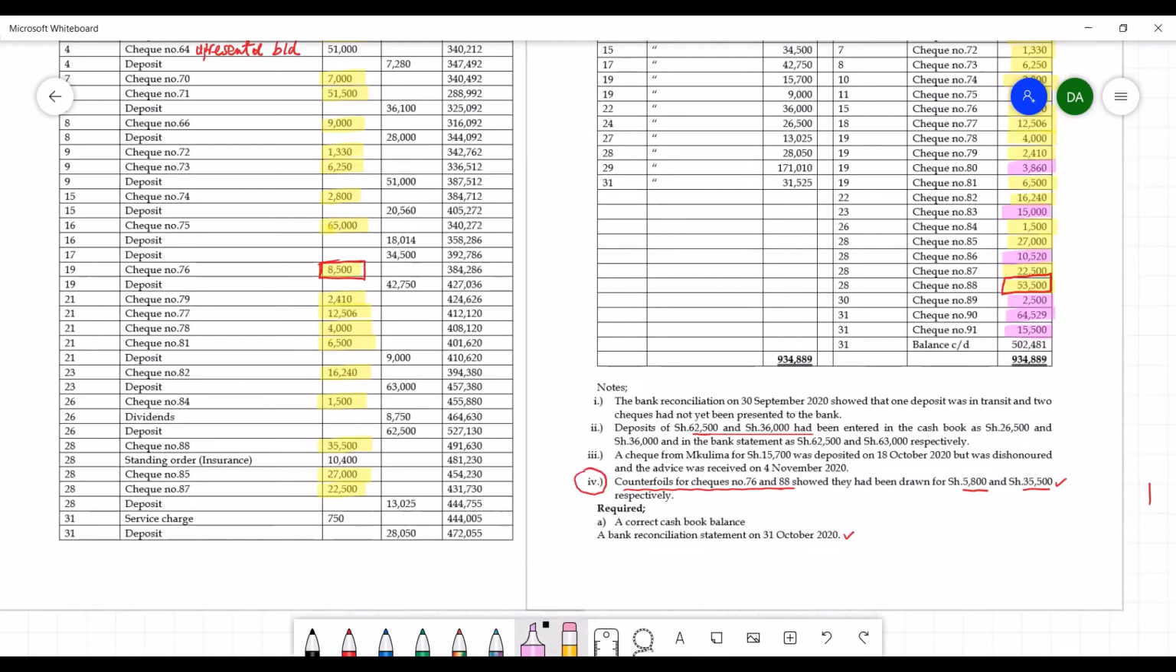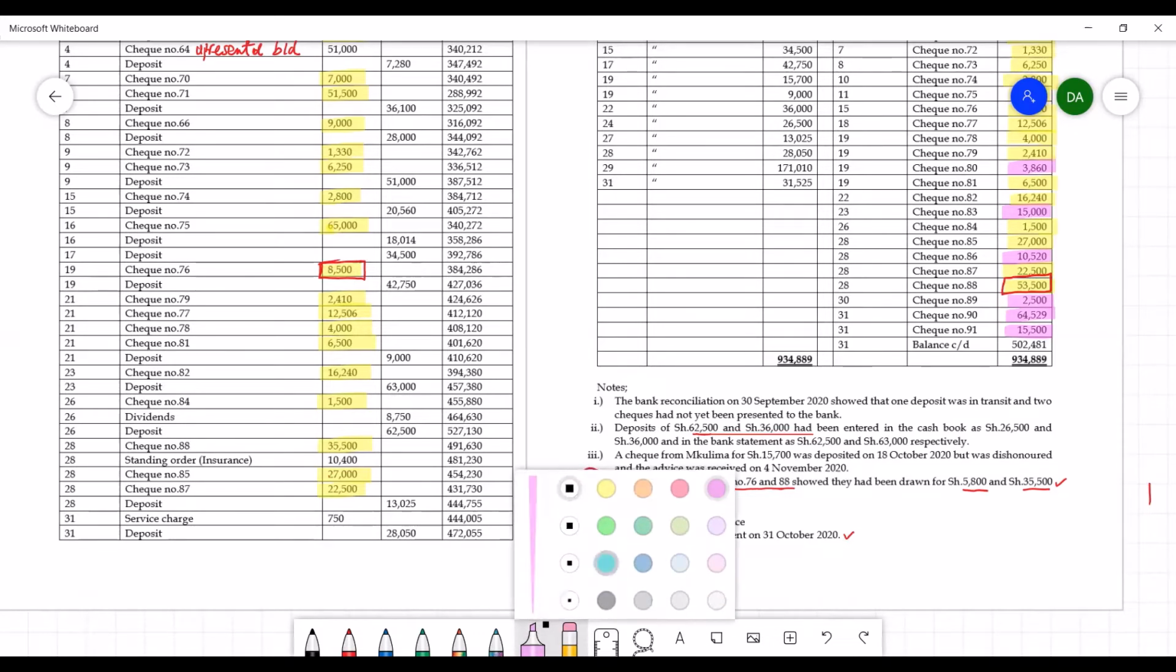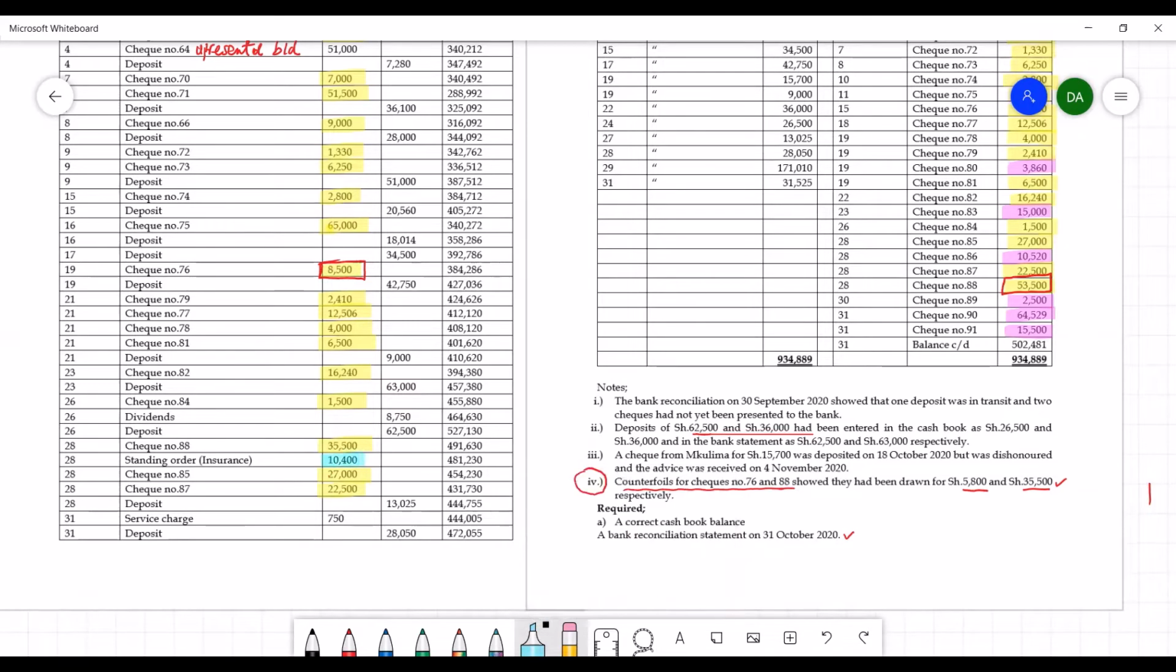There is an item that we have witnessed here in the bank statement. This item is known as standing order insurance. Standing order is appearing in the bank statement, but not in the cash book. So it is an item which should be in the cash book, but missing. So when we are updating the cash book, we shall record it.